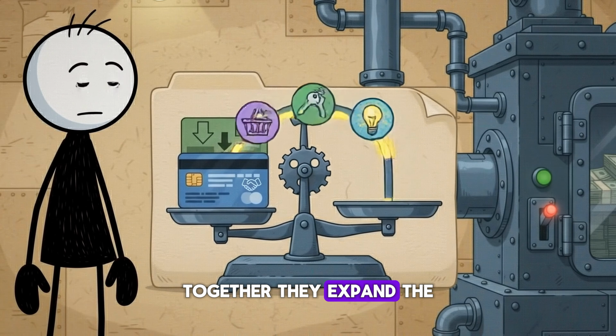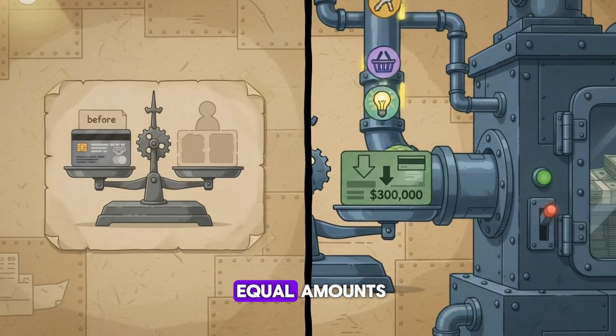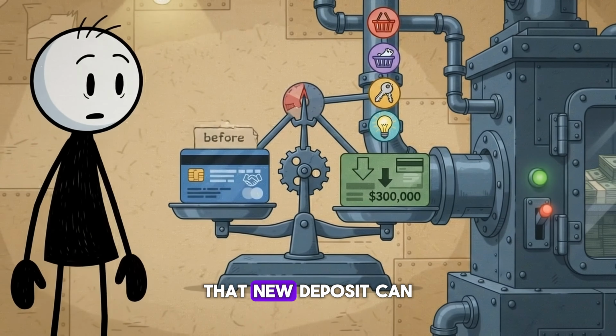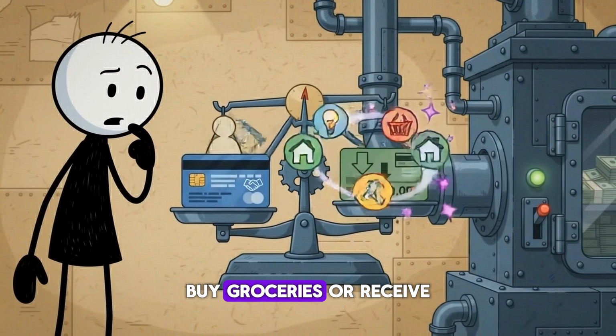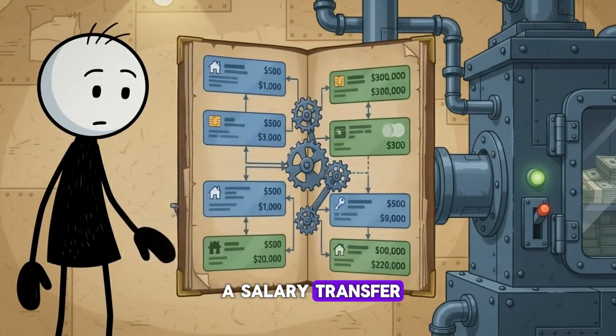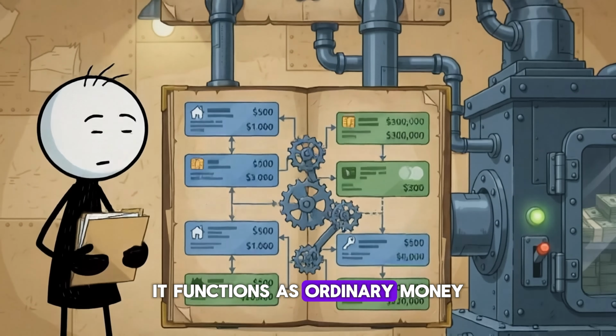Together, they expand the bank's balance sheet by equal amounts. That new deposit can pay a seller, cover rent, buy groceries, or receive a salary transfer. It functions as ordinary money.